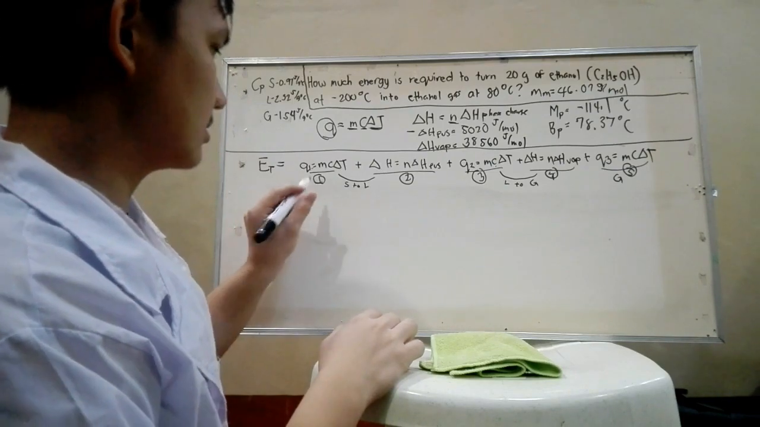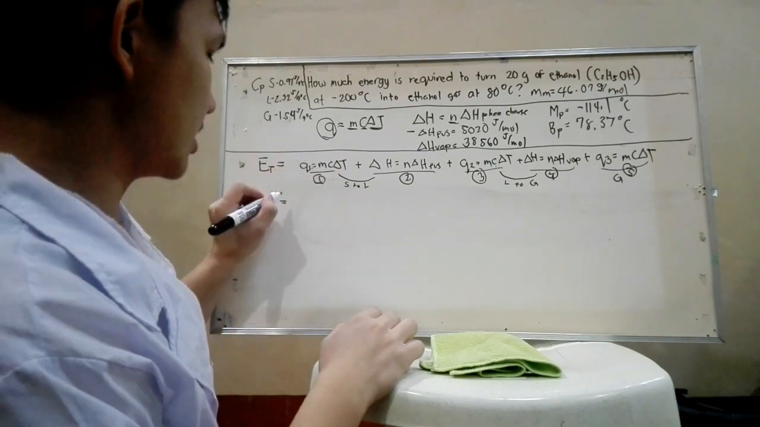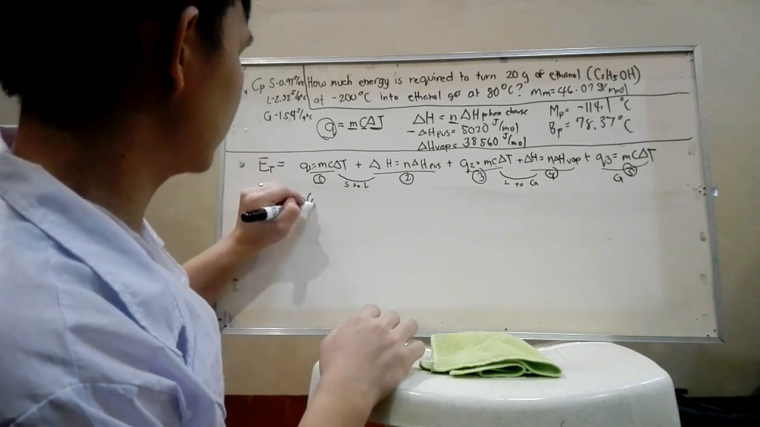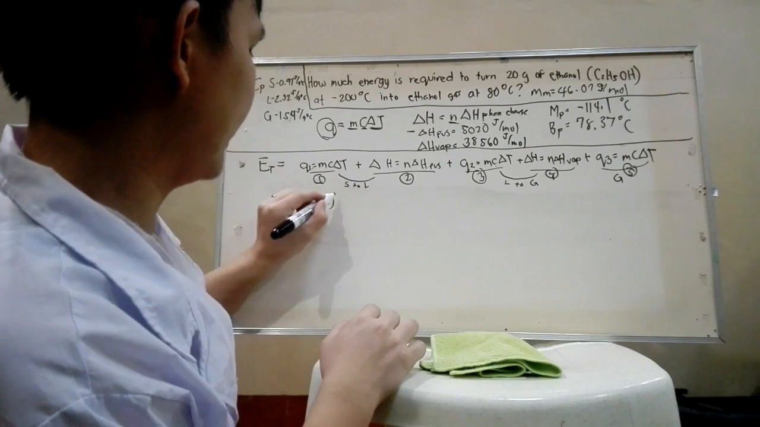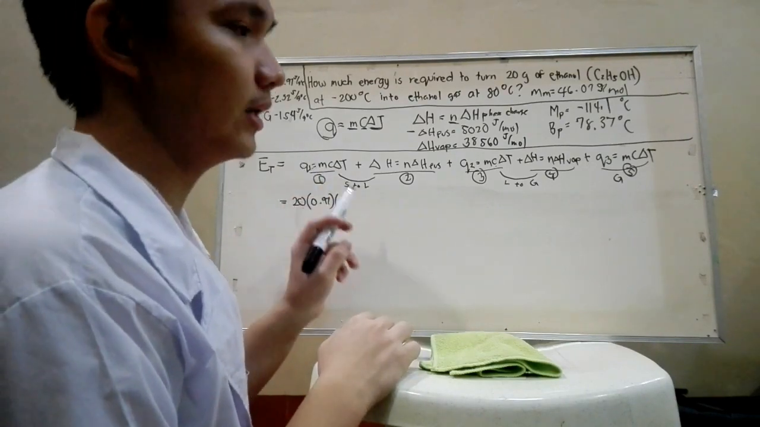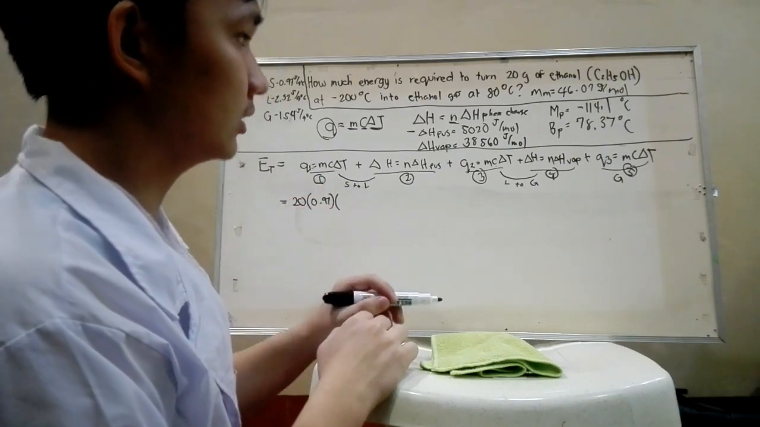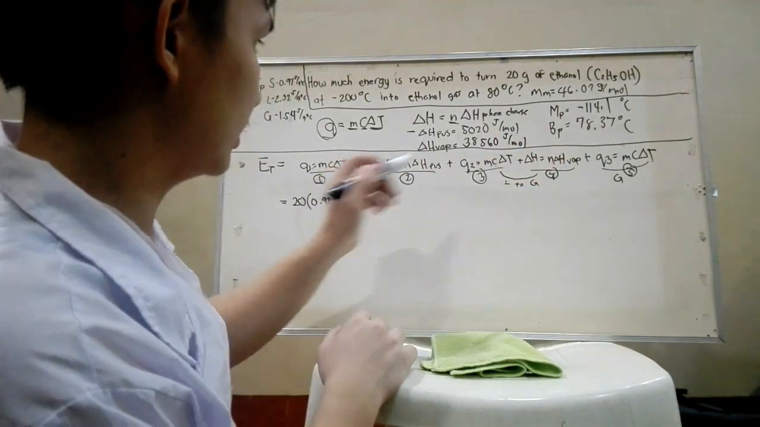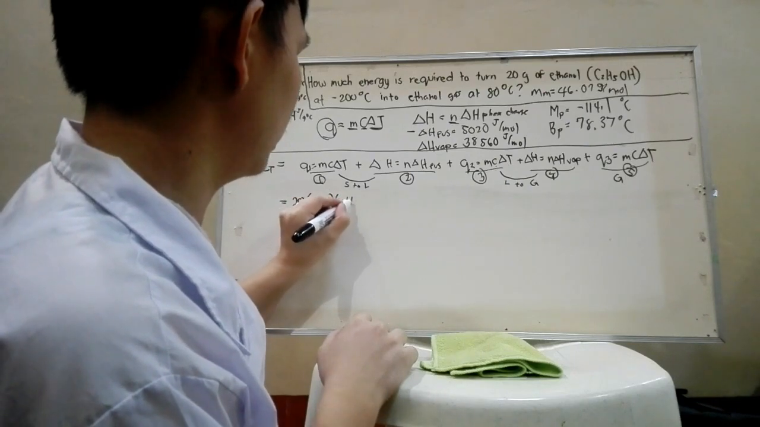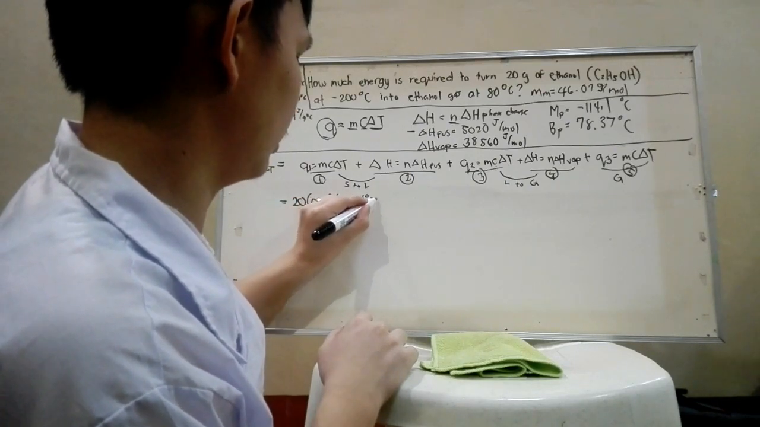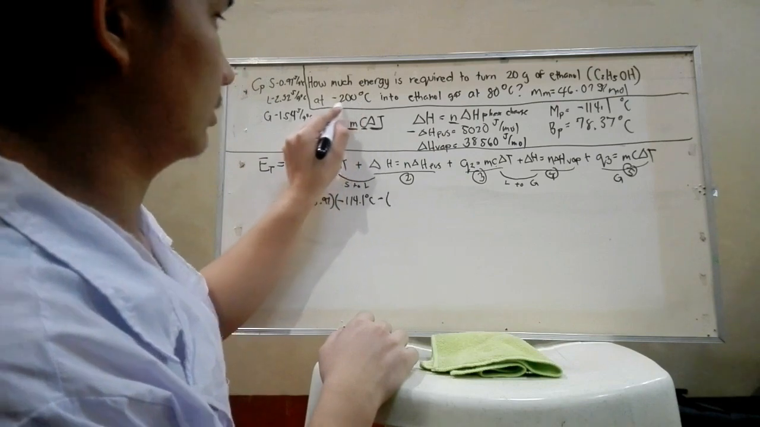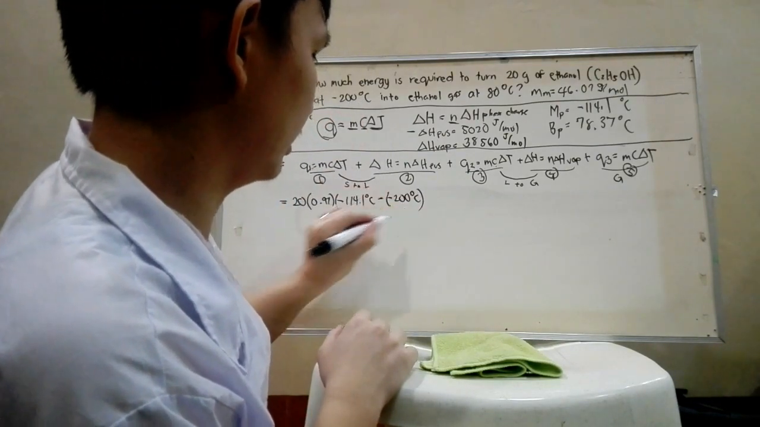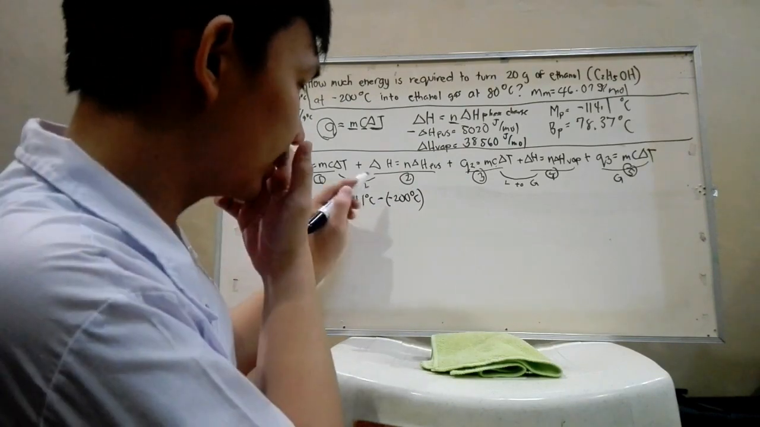So in this problem, we have to plug in the 20 grams. Specific heat of solid is 0.97, and then the temperature change is always final minus initial. So we want to accomplish this, so this will be the final, the melting point, minus the initial temperature of the ethanol, which is 200 degrees Celsius.